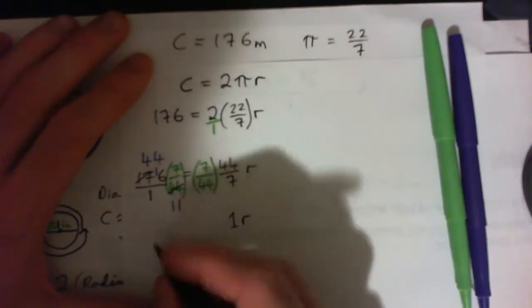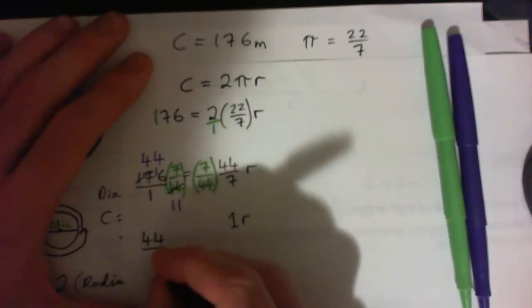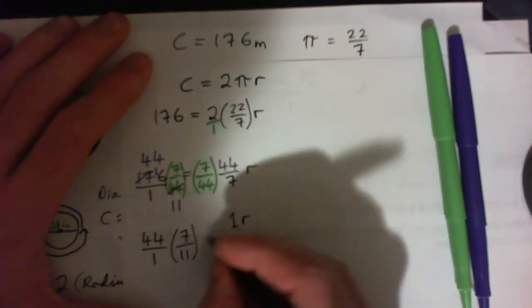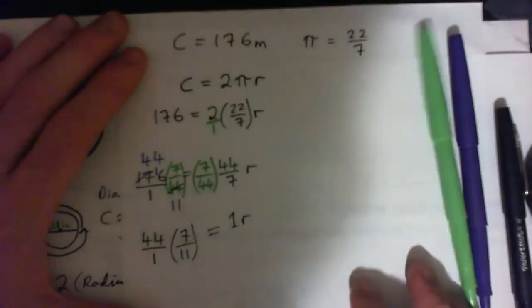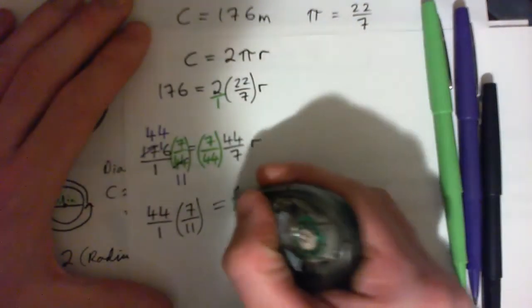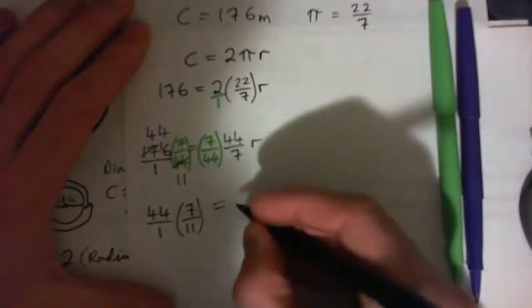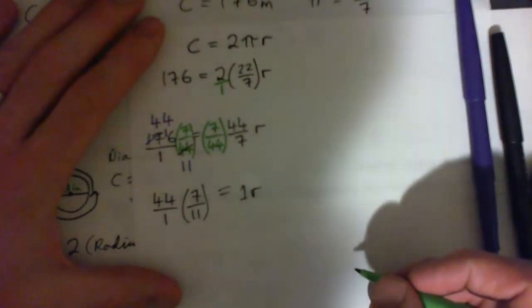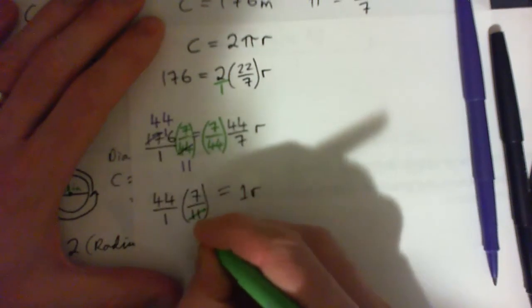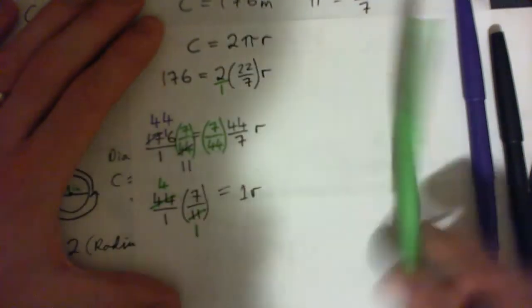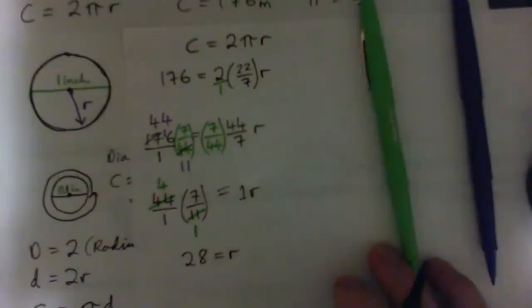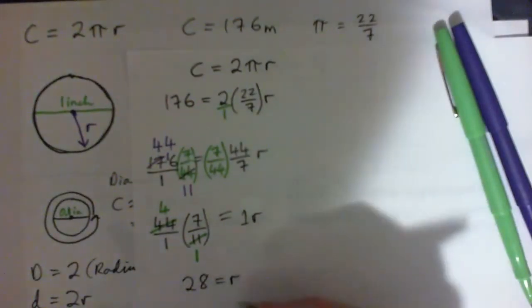So on the left I have 44 over 1 times 7 over 11, and that equals 1 r, or r. Can I cross cancel again? 11 into 11 goes once, 11 into 44 goes 4 times, so 4 times 7 is 28. So you have 28 equals r. So the radius of the circle is 28 meters.